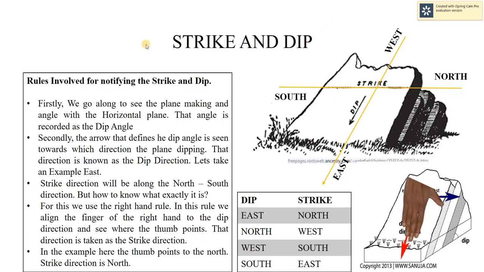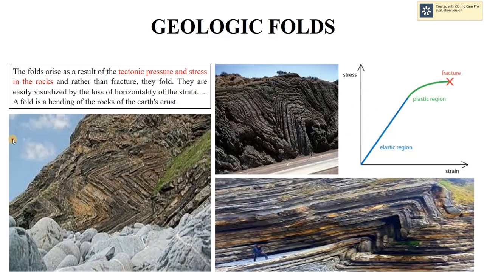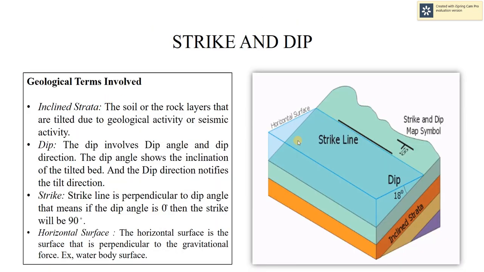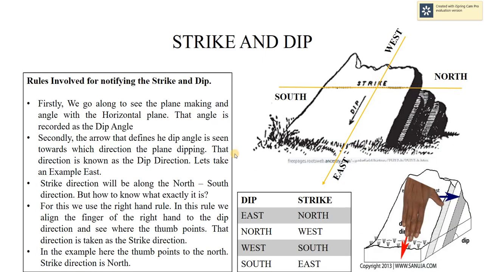Then how to recognize the strike and dip? There are some rules to notify the strike and dip of any rock surface or rock form which is tilted. So firstly, we see the plane making an angle with the horizontal plane. In the last slide, we saw the horizontal surface, and the angle that is made with the horizontal surface is the dip angle. So over here we have a dip. We can recognize the dip angle by judging it against the horizontal line, and this dip gives us the dip angle.